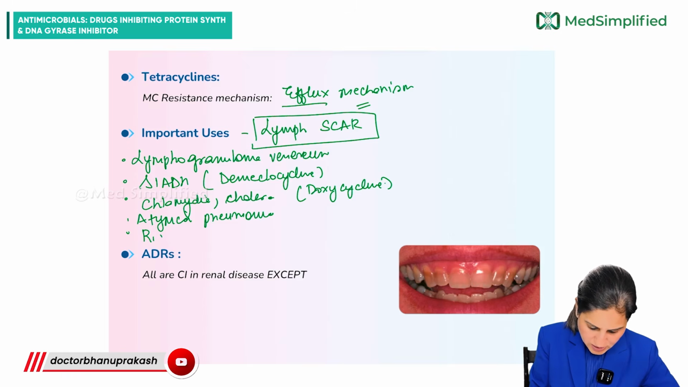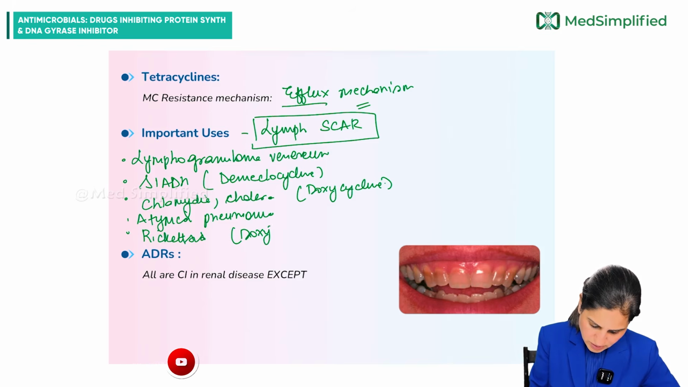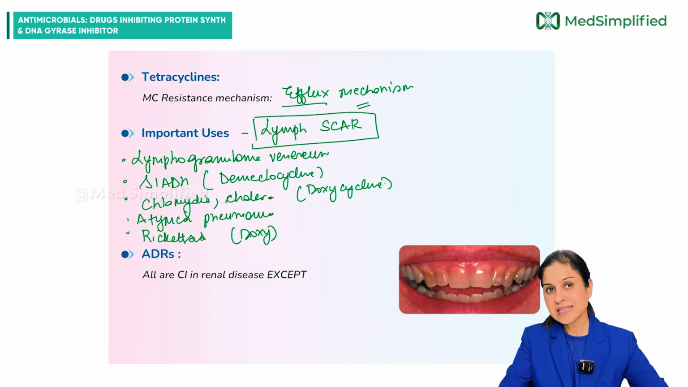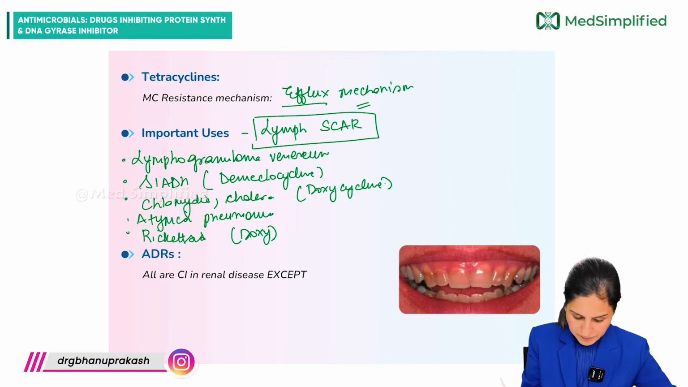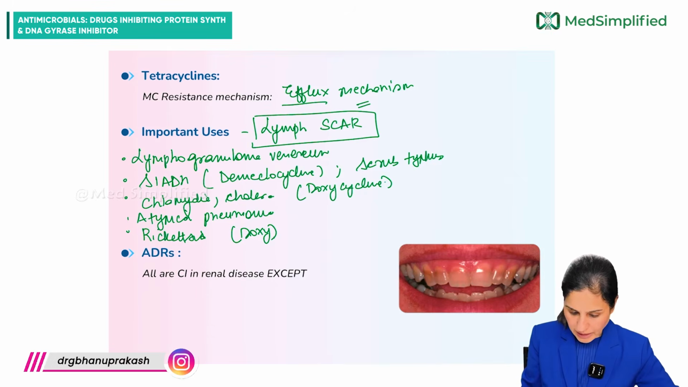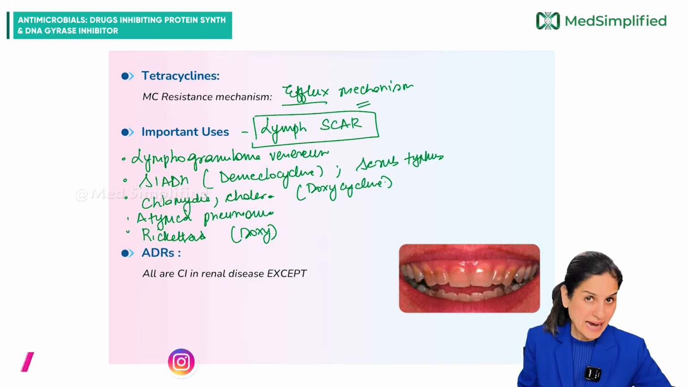And R stands for rickettsia. Again, we can use doxycyclines. We even use it in scrub typhus fever. Okay. So S can also stand for scrub typhus fever.